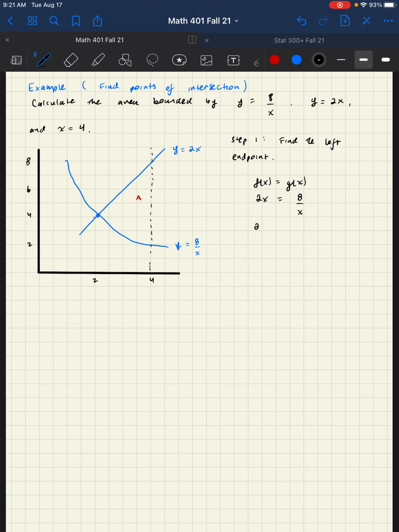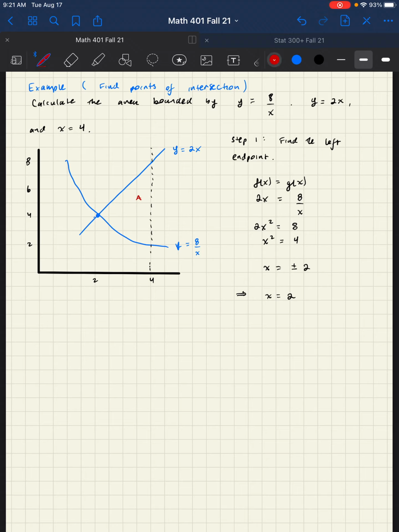Multiply both sides by x. So you get 2x squared equals 8. Divide both sides by 2, and that gives you x squared equals 4. So this suggests that x equals plus or minus 2. And of course, we don't actually care about negative 2 because that's on the other side of the y-axis. So really what we need here is x equals 2.